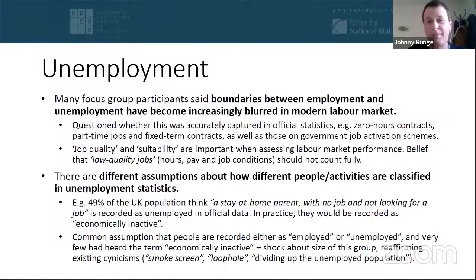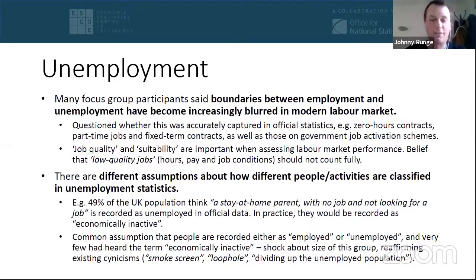The second way it manifests itself is in measurement discussions, ad hoc, by participants. They start questioning, how do you capture, can you accurately capture different jobs and different people in official statistics? And maybe some of these jobs are not accurately captured. And there's especially a recognition that the boundaries between employment and unemployment are increasingly blurred nowadays.